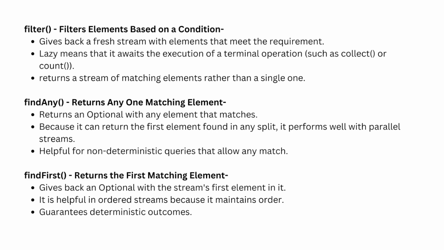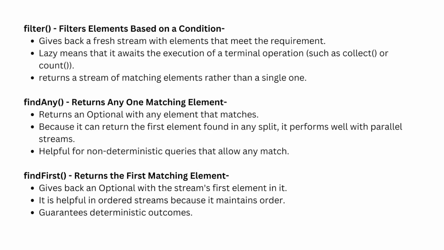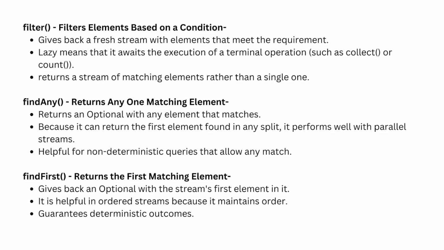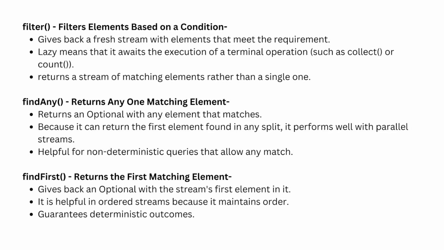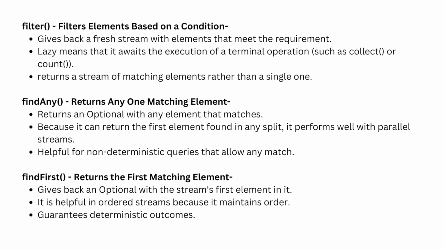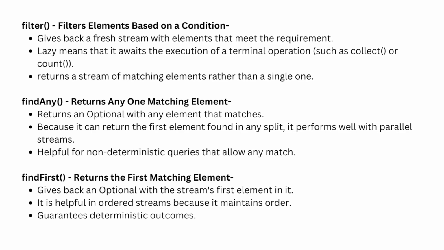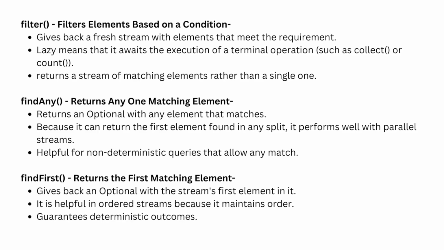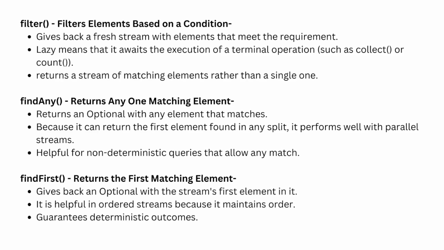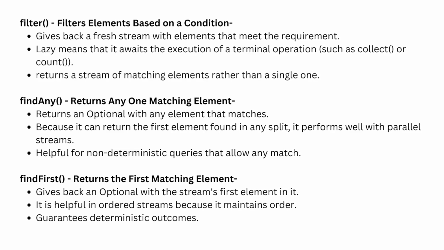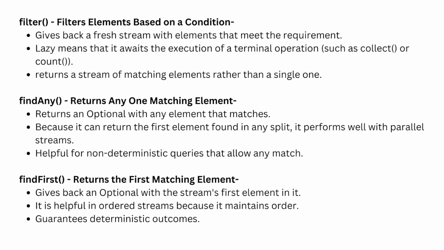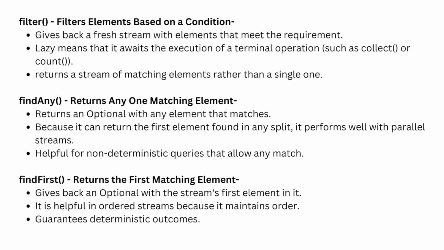Filter is intermediate, and findAny and findFirst are terminal. So findAny means that you have to find any one element that matches the criteria without maintaining or guaranteeing any order. So this can be more efficient in a parallel stream since it can terminate as soon as an element is found. If you remember, in queries we used to have select star from this table, fetch first one row only. So here we are just fetching the one row, right?